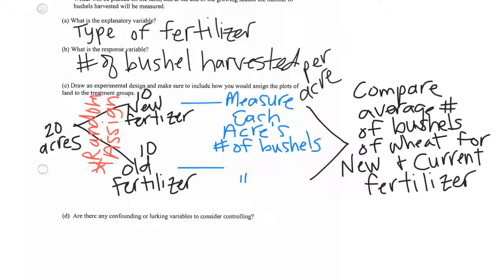Okay, at this point, if you want to check what you got before you write your paragraph, start with your 20 acres. Randomly assign them by putting their numbers in a bag, shake well, pull out 10 acres for the new fertilizer and 10 acres for the old fertilizer. Measure each acre's number of bushels and compare the average number of bushels of wheat for the new and the current fertilizer. Okay? So write that in your notes.